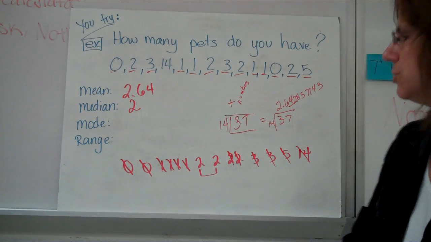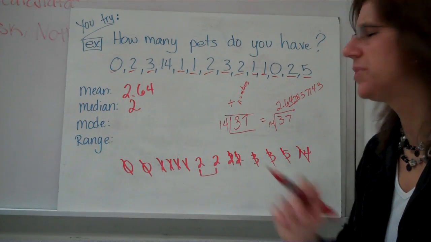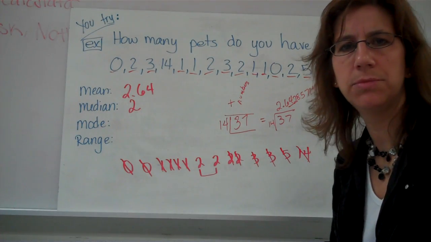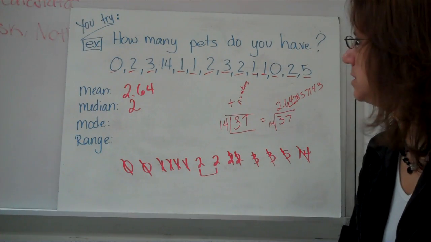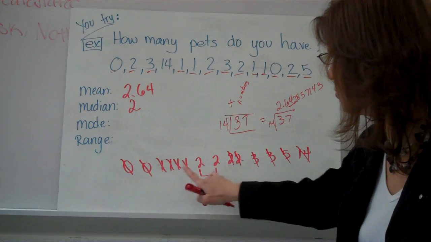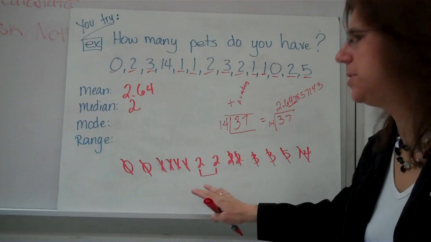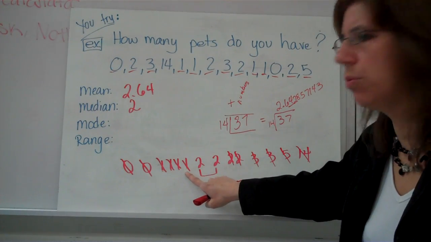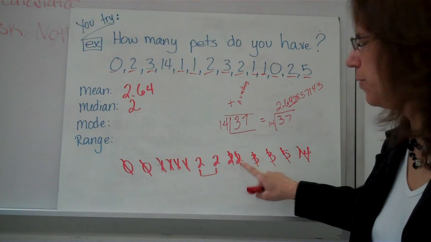All right, mode, which number appears most often? A lot of times I will use this list so I can see which one appears most often because it's easily laid out and easily read. I notice I have just a couple of these numbers, but the 2s and the 1s seem to be numerous times. So let's see, 1, 2, 3, 4 1s and 1, 2, 3, 4 2s.